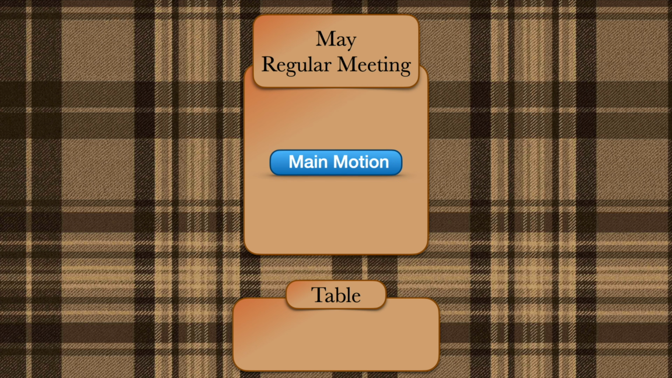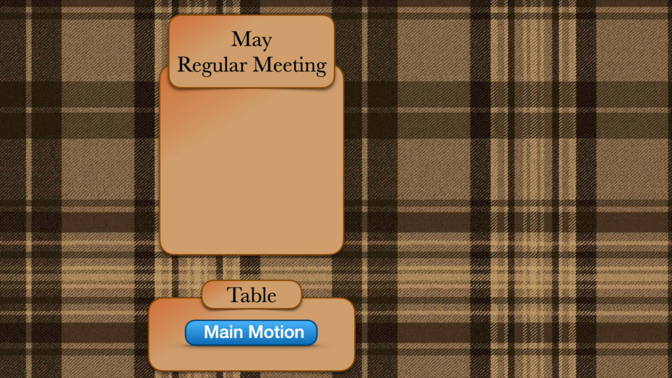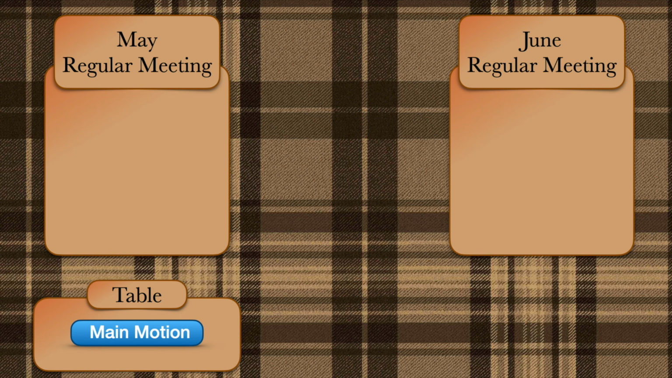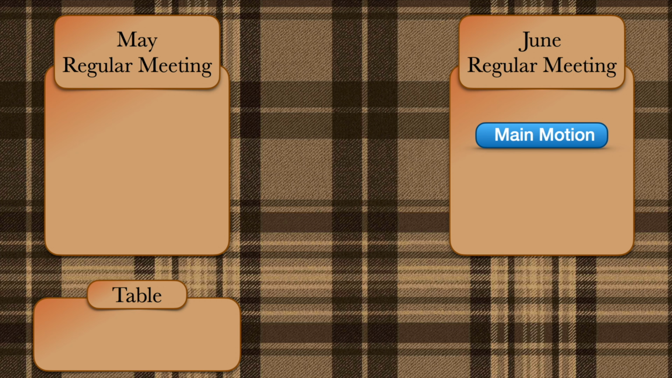However, what happens to it if it's not taken from the table at that session? Well, if the next regular session will be held within a quarterly time interval, then the motion can be taken from the table at that session as well. So the motion that was laid on the table at the May regular meeting can be taken from the table at the June regular meeting.